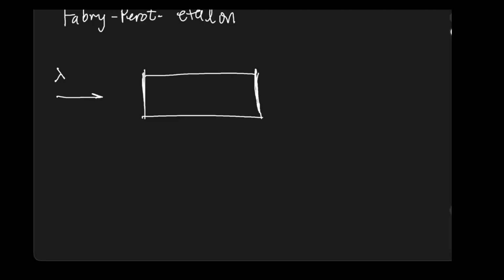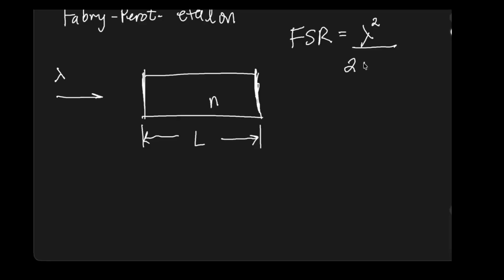lambda, these two flat surfaces we talked about, the index of refraction of the material that we're using, one example is germanium, and the length of the cavity. These are all important parameters that help us calculate the free spectral range, FSR, which is defined as lambda square over 2 times the index of refraction times the length.